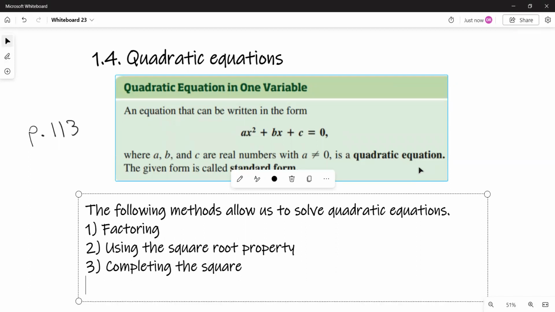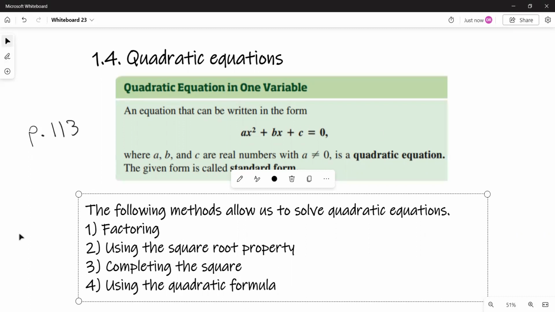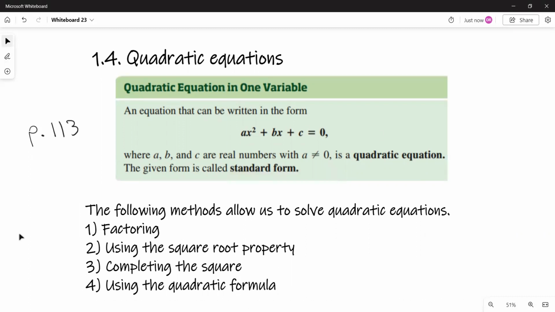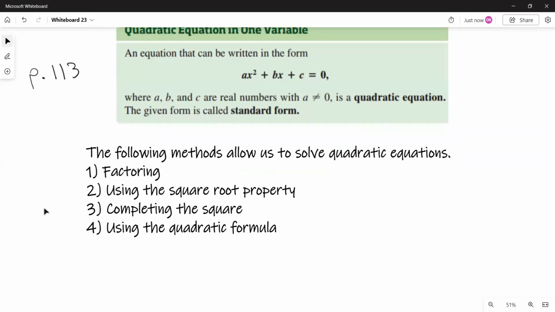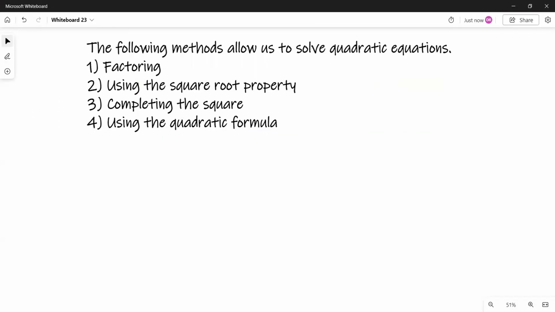This one, I'm just going to mention it. A consequence of completing the square is the quadratic formula. So the quadratic formula is going to be more direct than completing the square, but in order to prove the quadratic formula, we need to complete the square. Okay, so when solving by factoring, we use the zero factor property.